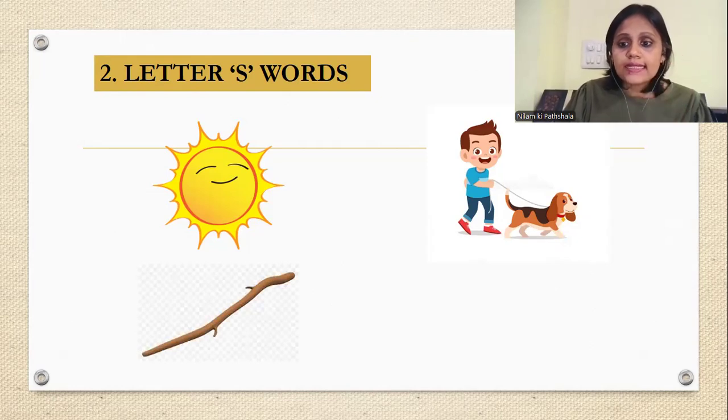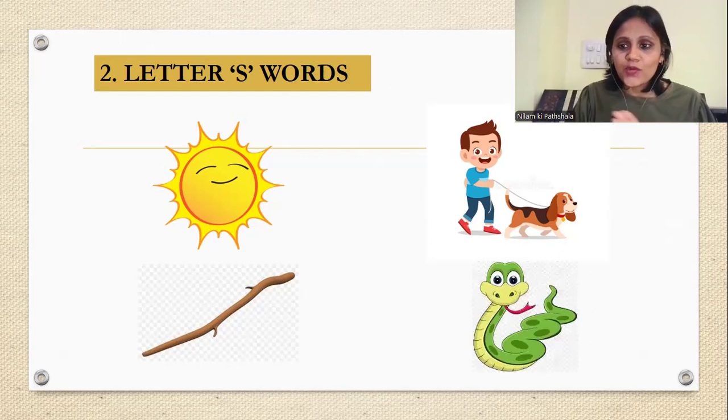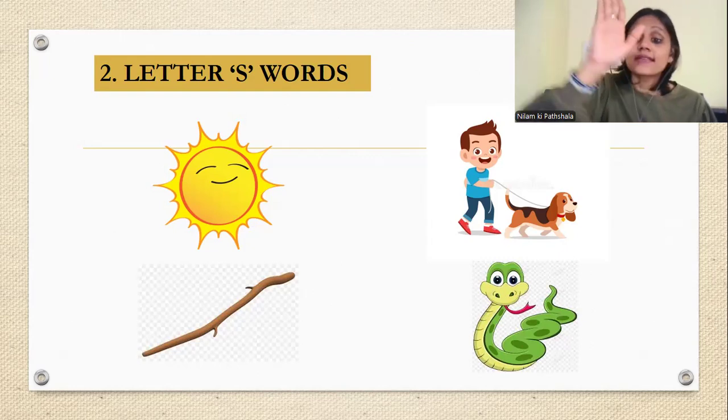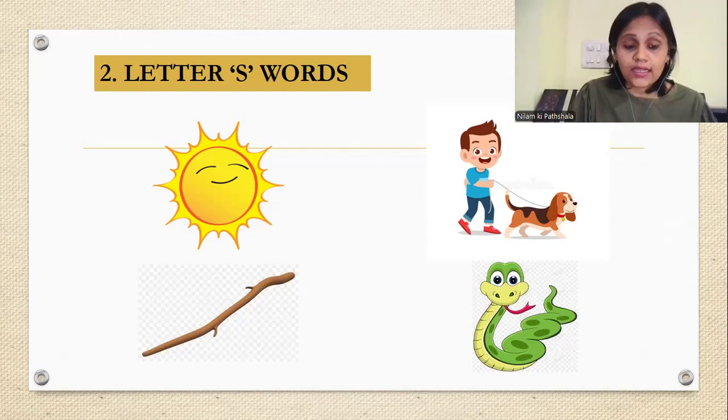In the story, Samson saw a stick. Yes, and he got it and he brought it back to Sam. Okay, what else was there? Okay, there was a slithery snake. Slithery snake was there in the story. Okay, so these are a few words, a few pictures which start with the letter S sound.